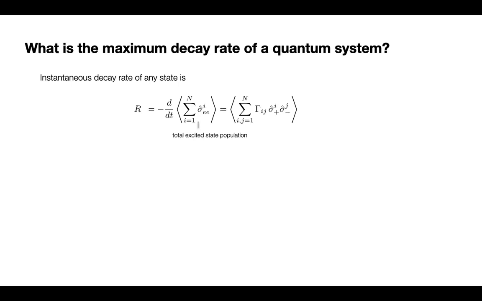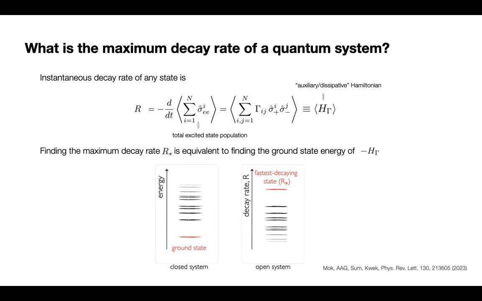And then once you want to compute this expectation value, you use your master equation, you do the math, and you find that you have to compute the expectation value of gamma ij, sigma plus i, sigma minus j. So you take a look at this, and it actually looks like a Hamiltonian. So I'm just going to say that this is taking the expectation value over the state that you gave me of this auxiliary dissipative Hamiltonian. And to find the largest decay rate, it is to find the largest eigenvalue of this Hamiltonian, or the ground state energy of the minus Hamiltonian.